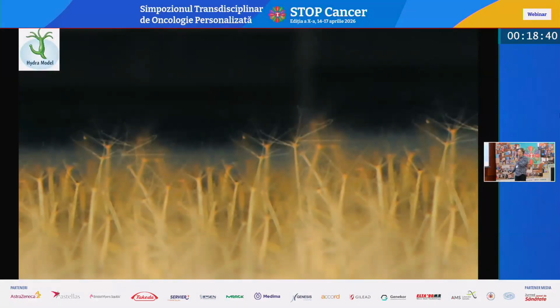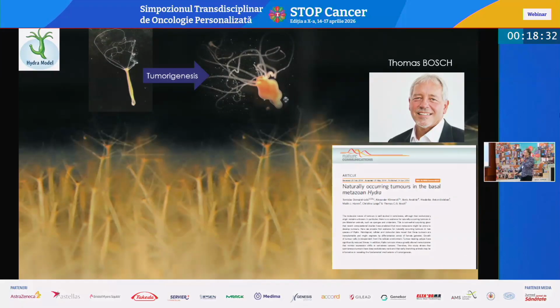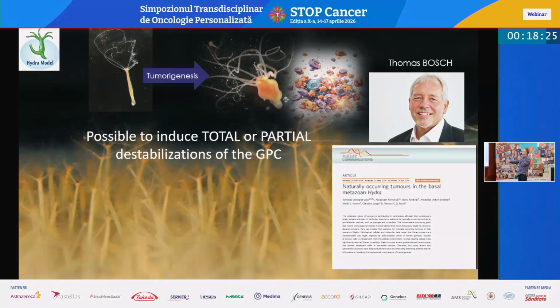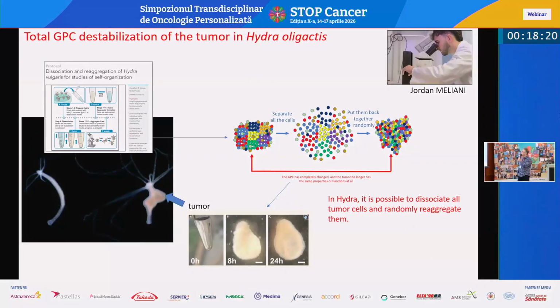So I said before, hydra is very interesting for the proof of concept. It's a small cnidarian species that develops tumors, as demonstrated by Thomas Bosch in this Nature Communications paper a few years ago. It is possible to induce some destabilization into the tumor, and I have them in my lab. So recently we performed, for instance, total destabilization of the tumor. We used these protocols. In fact, we are able to separate all the cells that are inside the tumor and to put them back randomly. In that case, you will admit that the GPC of the tumor is completely changed.